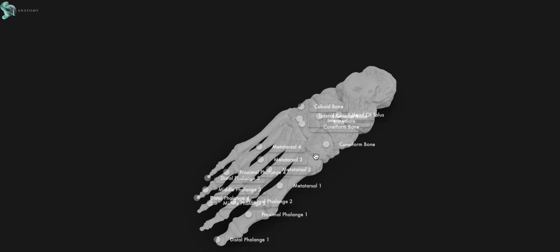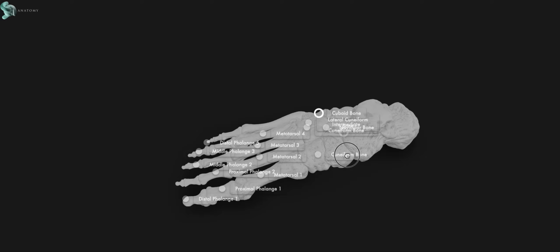Okay, so we know that this is the navicular bone, and these three bones are the cuneiform bones, which are three wedge-shaped bones that form a part of the transverse arches of the foot.